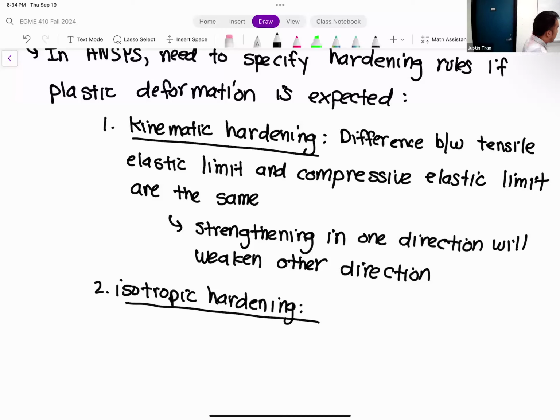And so just like the name implies, remember isotropic basically means that it doesn't really matter which direction that you do it in, okay? And so in isotropic hardening, basically what that assumes is that the elastic limits in all directions are all going to be the same. So if you harden in one direction, you strengthen in one direction, it's going to strengthen equally in all other directions.